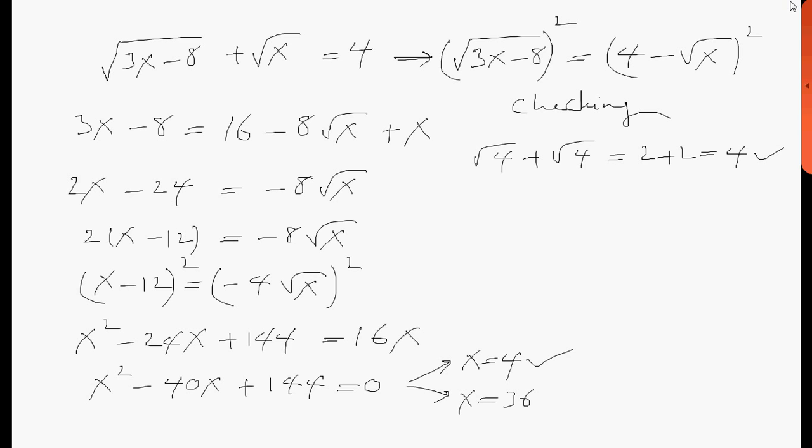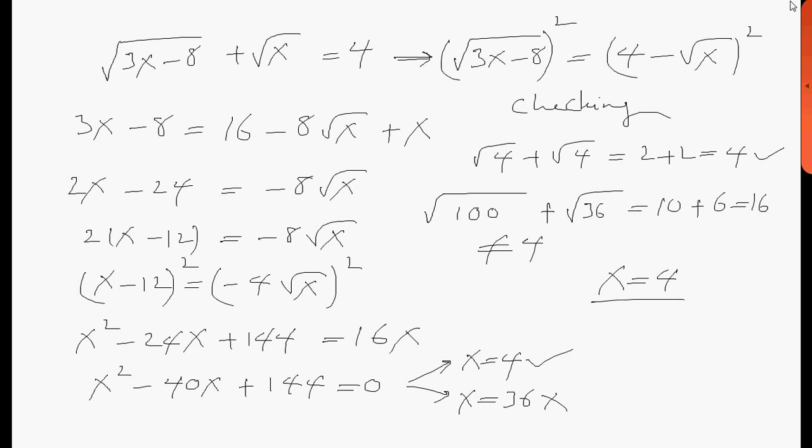If you plug in 36 into the original equation, you get radical 36 times 3 is 108. 108 minus 8 is just 100, plus radical 36. This is 10 plus 6, which is 16. And 16 is not equal to 4. So you see the other solution does not satisfy the equation, so it is rejected. So in this case, the only solution is x equals 4.